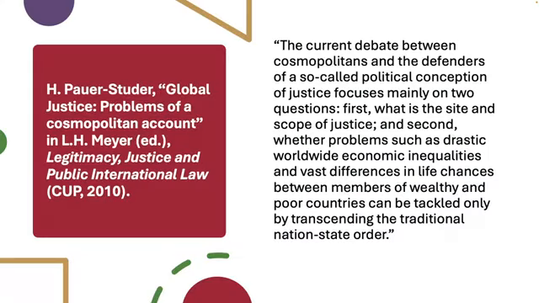Fundamentally here then, the current debate between cosmopolitans and the defenders of the so-called political conceptions of justice focuses mainly on two questions. First, what is the site and scope of justice? And second, whether problems such as drastic worldwide economic inequalities and vast differences in life chances between members of wealthy and poor countries can be tackled only by transcending the traditional nation-state border. And it is the cosmopolitan and the statist position that represent the two dominant theoretical standpoints when we think about global justice, when we think about the debate on global distributive justice. The statists take a very state approach, as you can probably imagine. They take the view that the primary unit of equal moral concern is that of the state. And of course, the cosmopolitan takes the view that the person, the individual, is a better presentation of this.